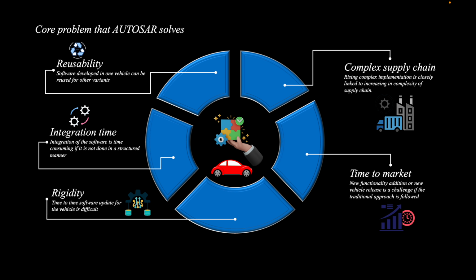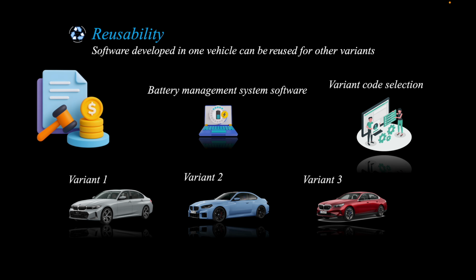So the first problem Autosar solves is reusability. Consider a battery management software that you developed, which determines the SOC in this case. You have many vendors that are waiting, like we mentioned. We have three car manufacturers and they want a BMS algorithm. Now you are developing it, but you also need to optimize your time.